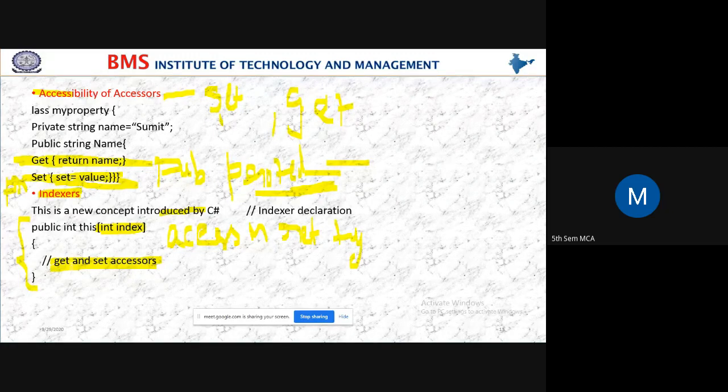The get method is used to return the value. The set method is used to assign the value, or to set the values. So this is the syntax of the indexer.